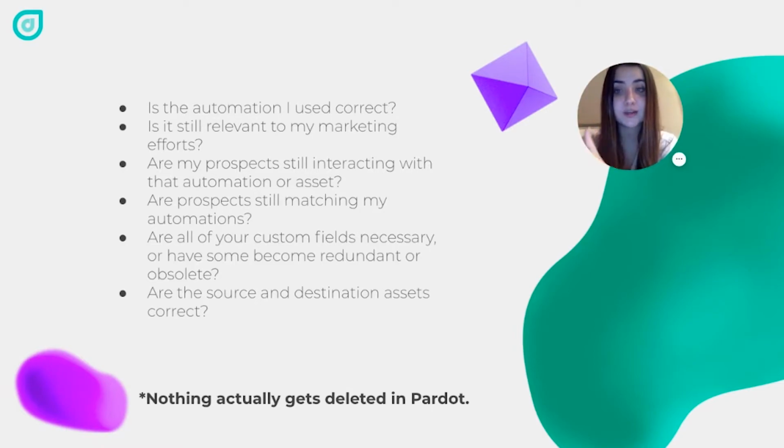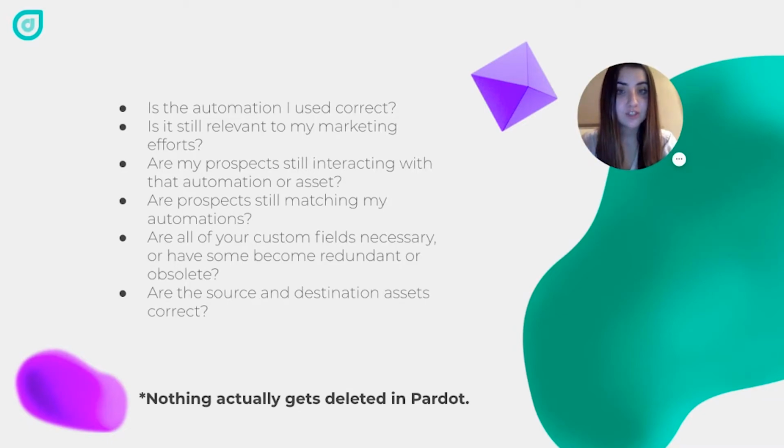So the third point is knowing if your prospects are still interacting with your automations or assets. What you can do is go to the drop-down menu that you have in each automation tool, and you will be able to see if the automation is paused, active, and you have an option to see if it is inactive. If you click the inactive option, it determines if prospects haven't interacted with that automation in the last 2 months.